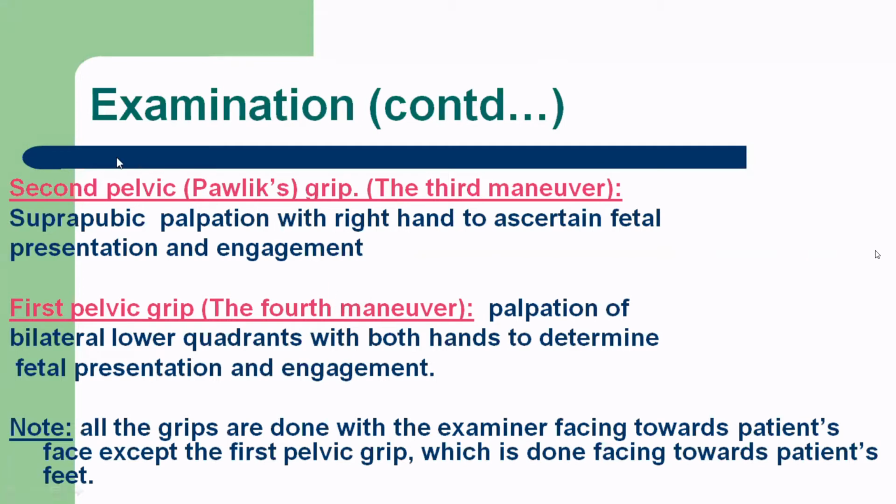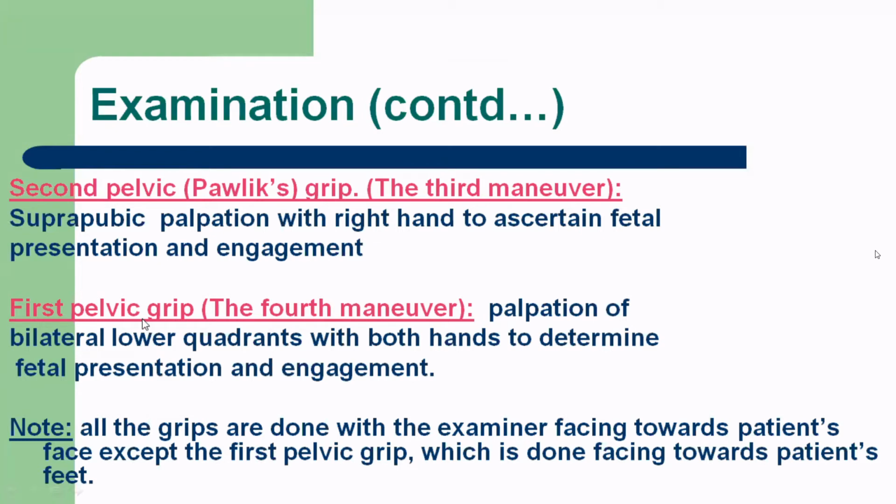The third maneuver is known as the pollex grip or second pelvic grip. Okay, we do it before the first pelvic grip. This is suprapubic palpation with a single right hand to ascertain fetal presentation and engagement. Okay, if it is the head, normally you can feel the fetal head is palpable because it is hard and globular. You can differentiate it from other parts of the fetus.